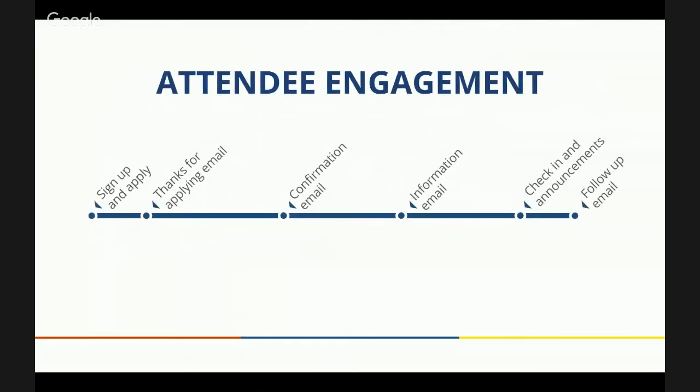Next, I think this is not a typical usage, but this is what the typical engagement looks like for your attendees. First, it starts off with the sign up and apply, and it might go into thanking them with a confirmation email, if you want to say, hey, thanks for applying. You got accepted. Please confirm your attendance. Later, you might want to send out an information email with further information closer to your event, as well as during your event, you might want to do check-in and other announcements. And then maybe after the event, follow up with an email.